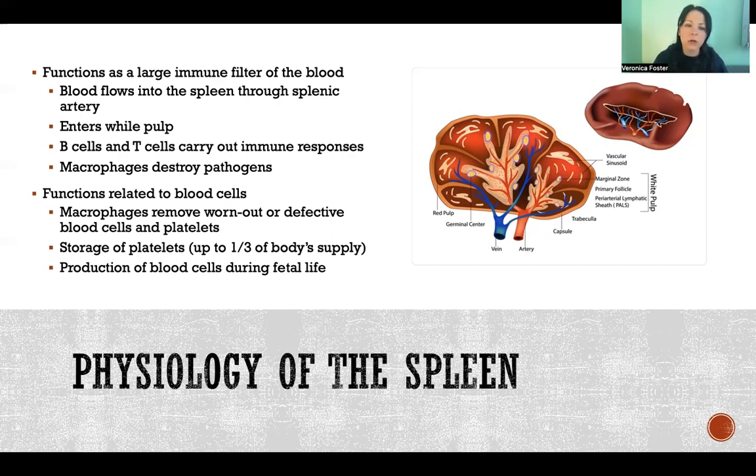Also, the spleen produces blood cells during fetal life. After we're born, our red bone marrow is responsible for that task, but up until then, the spleen is producing our blood cells.